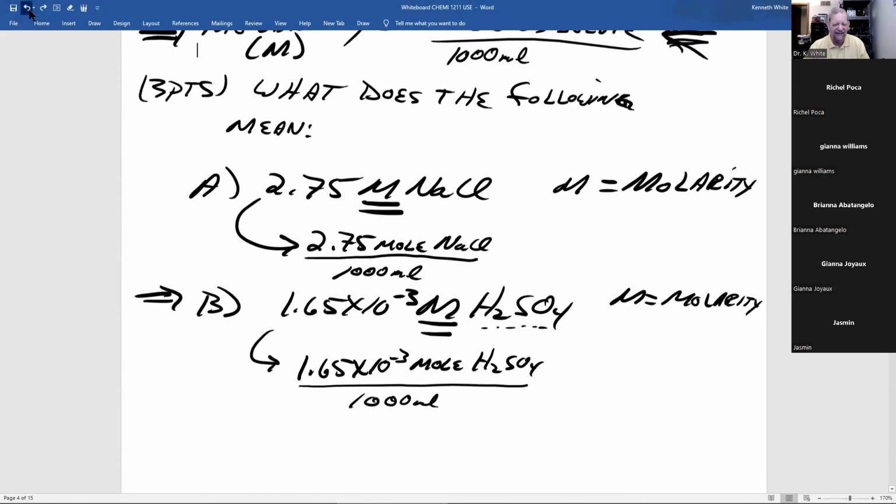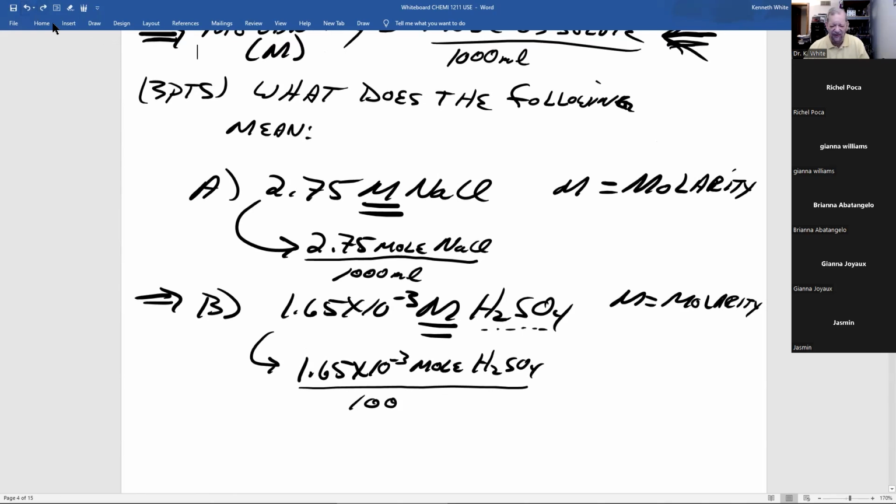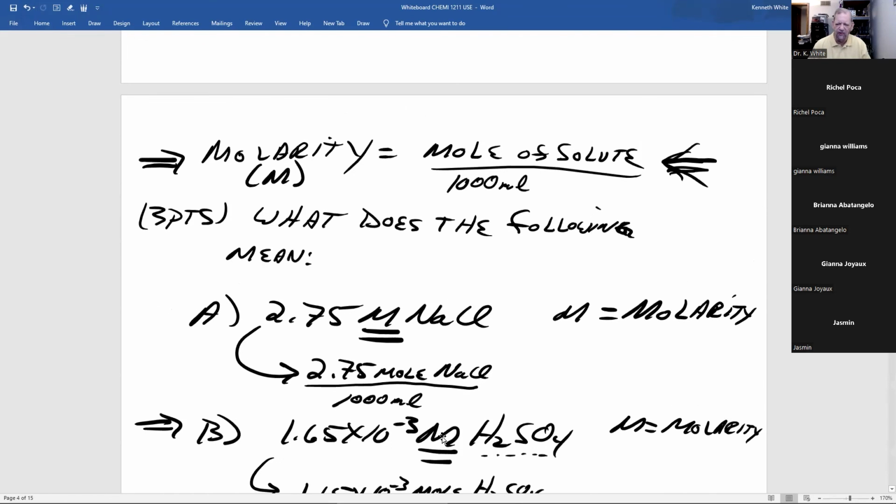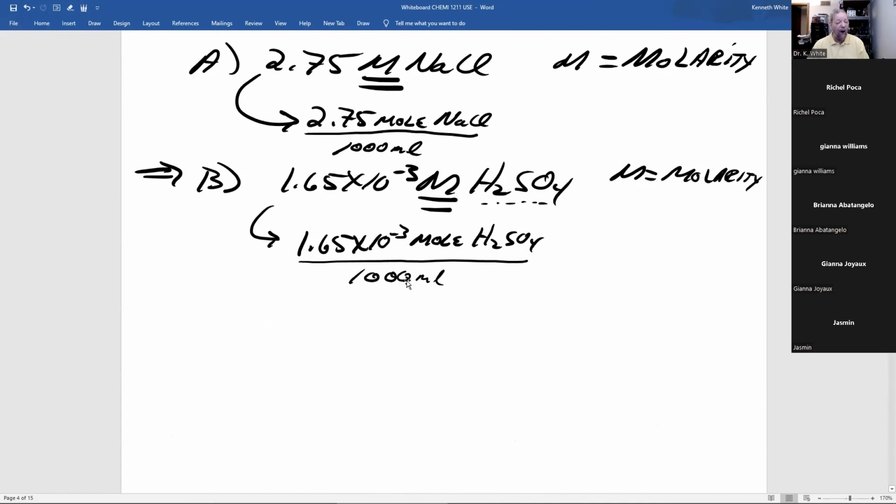Oops, I forgot. I can't use cursive. I have to print. There you go. So molarity, moles of solute per 1,000 milliliters. Oh, you should have some fun.